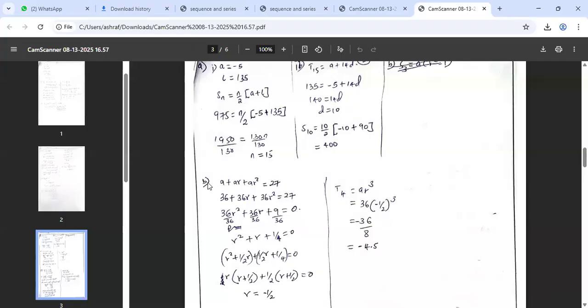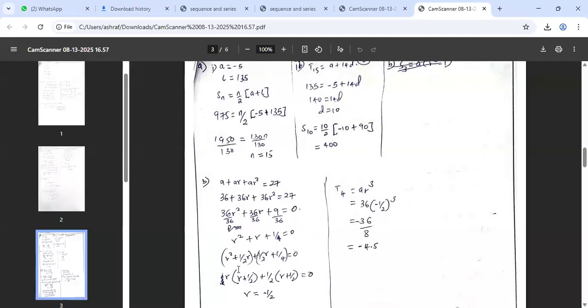So this part B, we have A plus AR plus AR squared is equals to 27. Then where there is A, you substitute 36 because we are told the first term is 36. So we have 36 plus 36R plus 36R squared is equals to 27. I've just divided through by 36 to reduce the equation, so I have R squared plus R plus 1/4 is equals to 0.